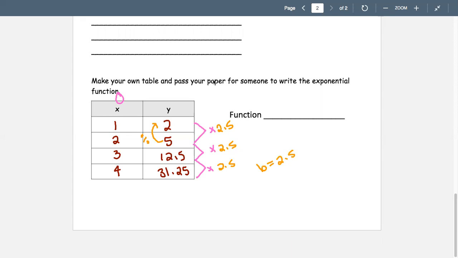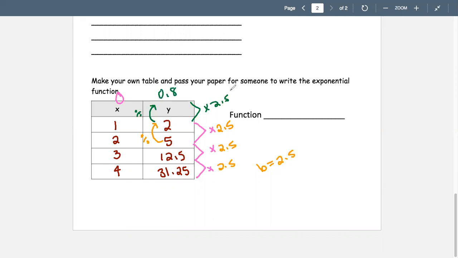Now, someone other than the people who usually answer, how then would I figure out what the y-intercept is? If I know it's multiplying by 2.5 every time, you go backwards. Perfect. Go backwards and do 2 divided by 2.5. And that would tell me what this number is right here. So when I do 2 divided by 2.5, it's 0.8.